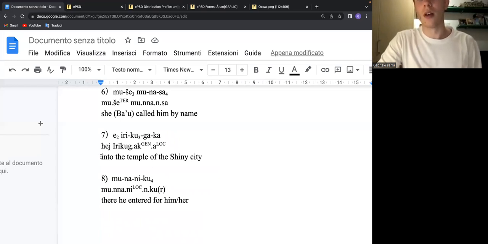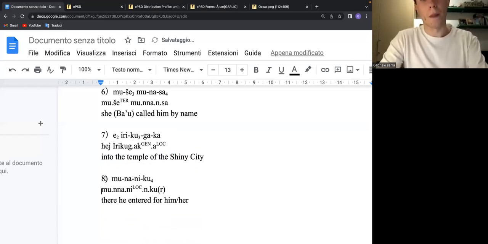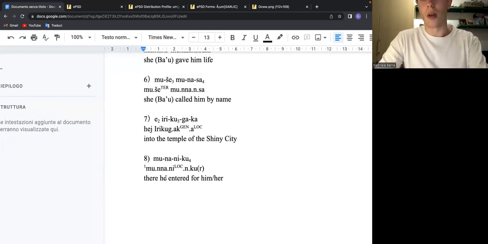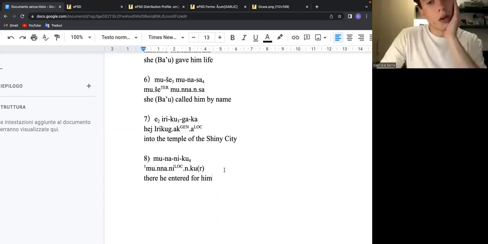Let's say, into the temple of the shining city. Maybe let's put it in capital letters. Let's do 8. Let's say 1. Like this, yes. There. I don't remember how they format transitive sentences, causative sentences. It would work because Gudea would have to be in the dative, which it is, mostly because of this.